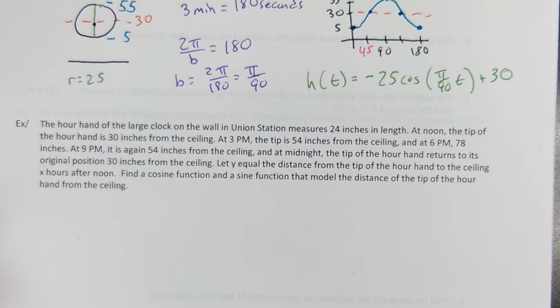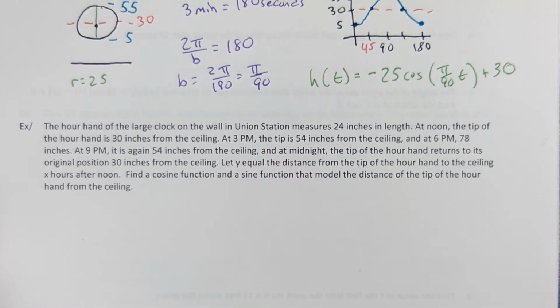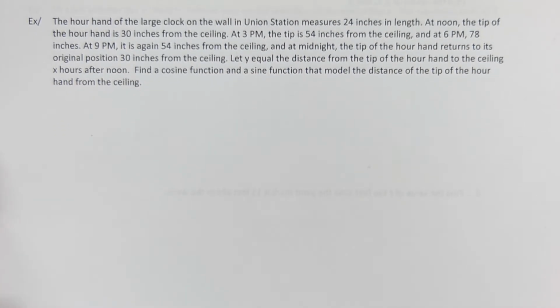So the next one is not a Ferris wheel. It's a clock. Yeah. So the hour hand of the large clock, oh, by the way, remember, I didn't make these questions up, okay? The hour hand of the large clock on the wall in Union Station measures 24 inches in length. At noon, the tip of the hand is 30 inches from the ceiling.